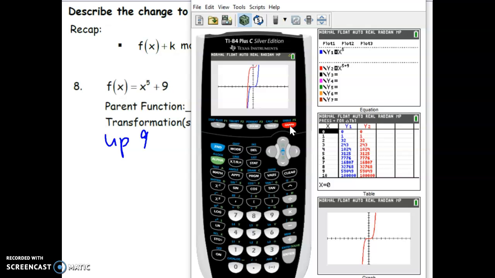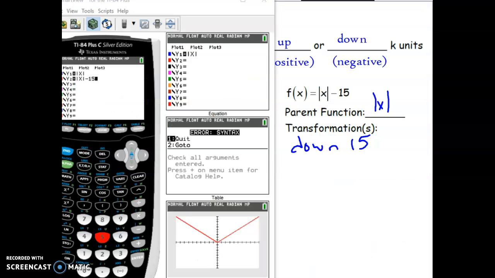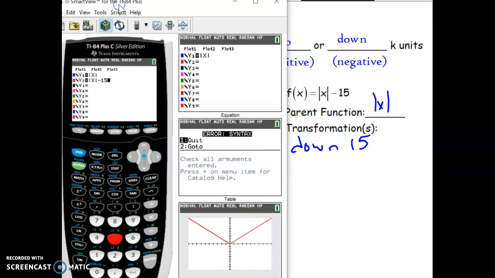And there it is. So you can see that the whole graph moved up 9. Okay, so now I've put the second one in there. You can see I've got the parent function of absolute value of x first, and then I've got the transformed function of absolute value of x minus 15. So just like before, the parent function is going to be blue, and the transformed function is going to be red. So let's look at the graph of that.